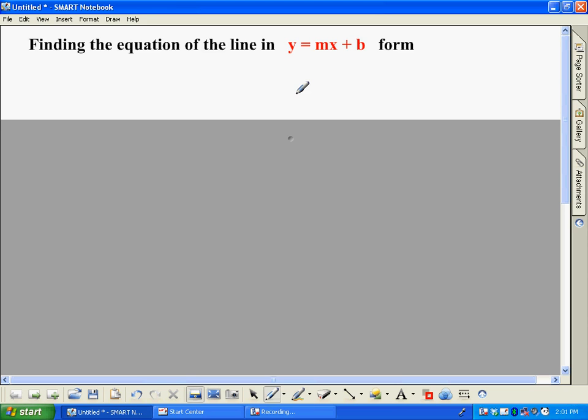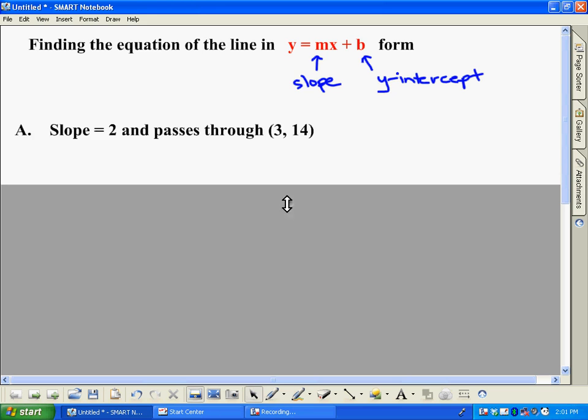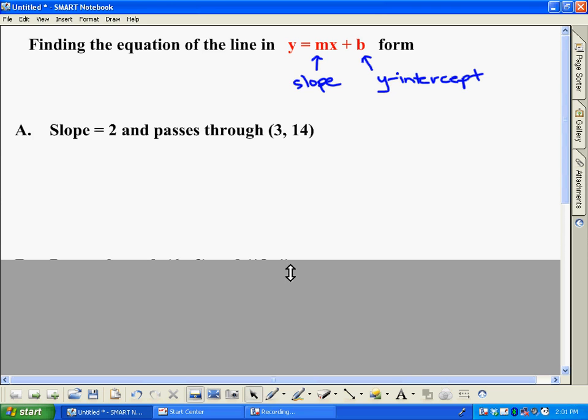So now we're going to be looking at how to find the equation of the line in y equals mx plus b form. And what you should know from your algebra days is that m stands for the slope and b stands for the y-intercept. So what's going to happen in these kinds of problems is you're going to be given various sorts of information, and basically the task is this: you need to find the slope and you need to find the y-intercept. So here's your first scenario here.